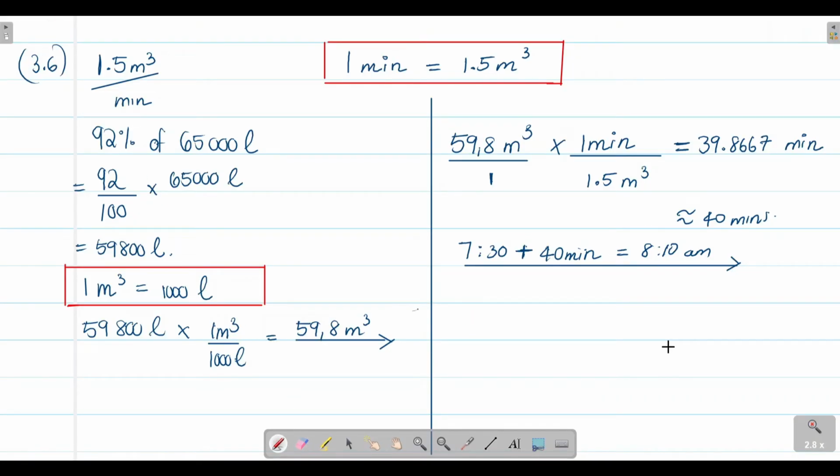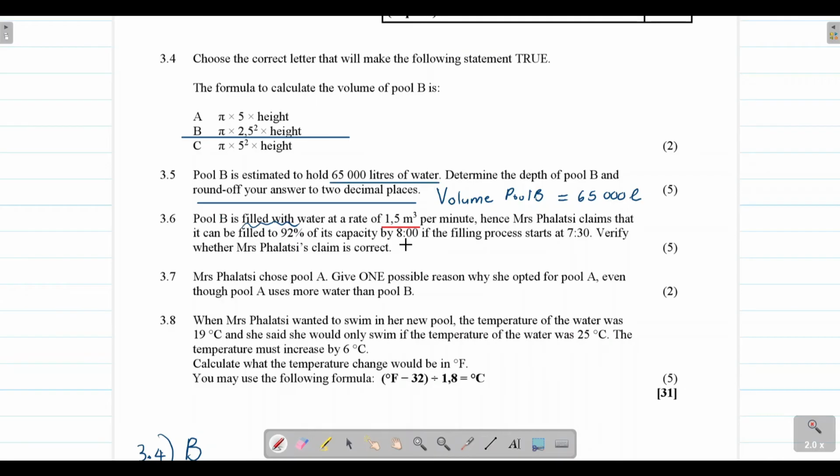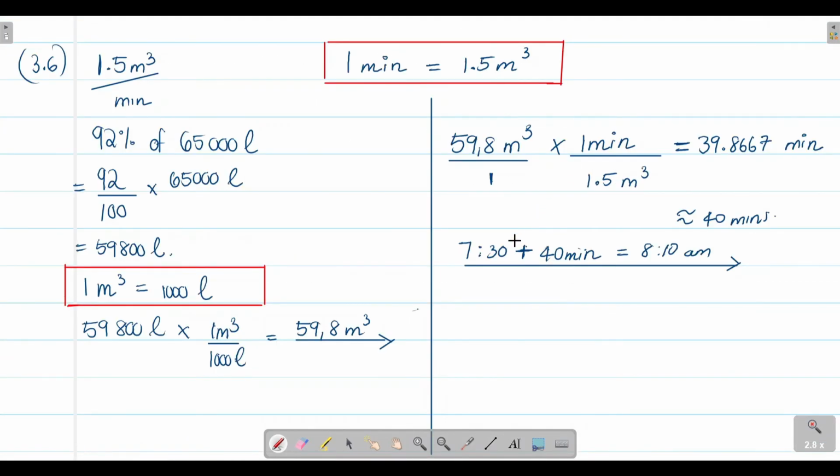And therefore, we could conclude that her claim is not correct. She said that the pool will be filled up by 8 a.m. in the morning. However, we found that the pool will only be filled to 92% of its capacity by 8:10. Therefore, her claim is not correct. The pool will only be filled up to 92% of its capacity by 8:10 and not by 8 a.m. I hope you guys got that one.